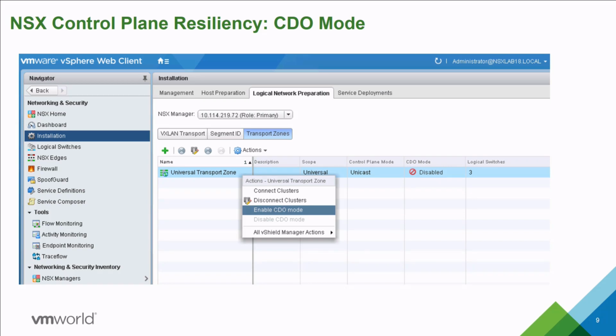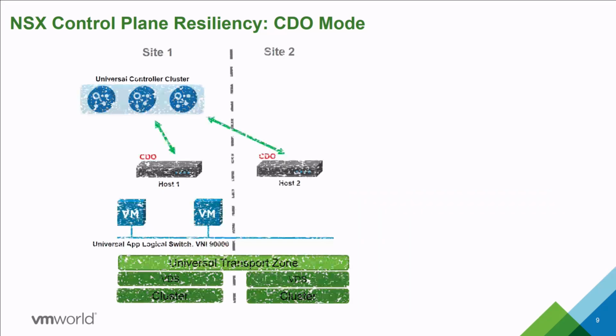What happens in the back end is something called a CDO logical switch gets created. And all hosts that are members of that transport zone join that CDO logical switch. And what's called a global VTAP list gets created, which is basically a list of all the VTAPs of all the hosts in that transport zone. So keep that in mind as I walk through the next flow.